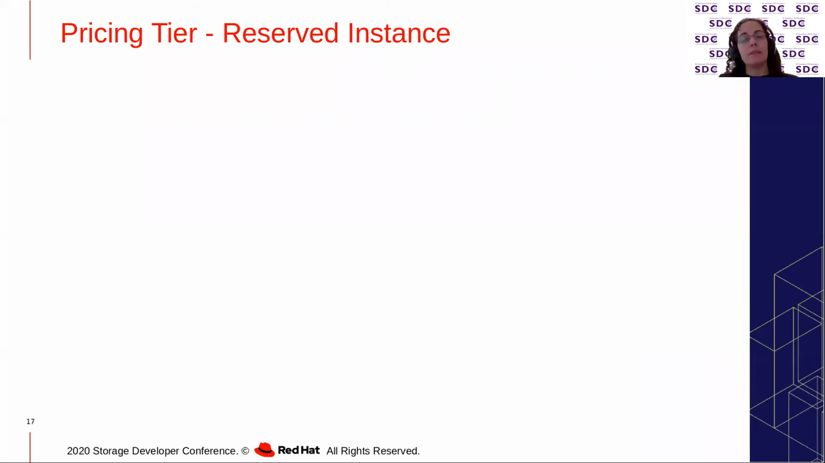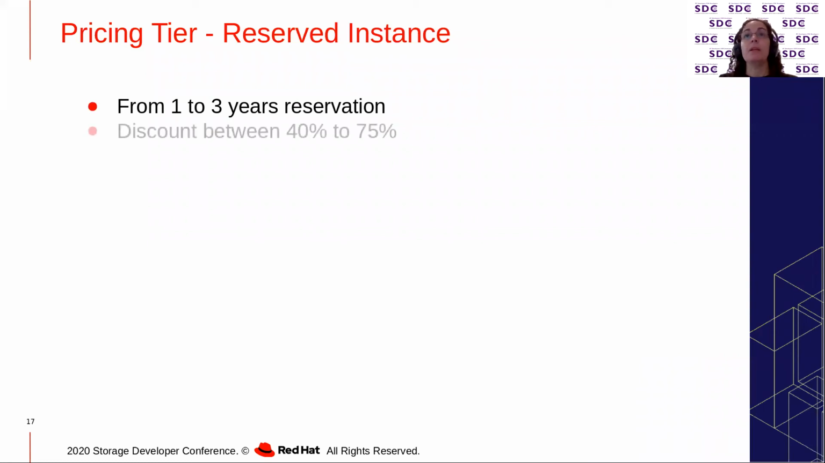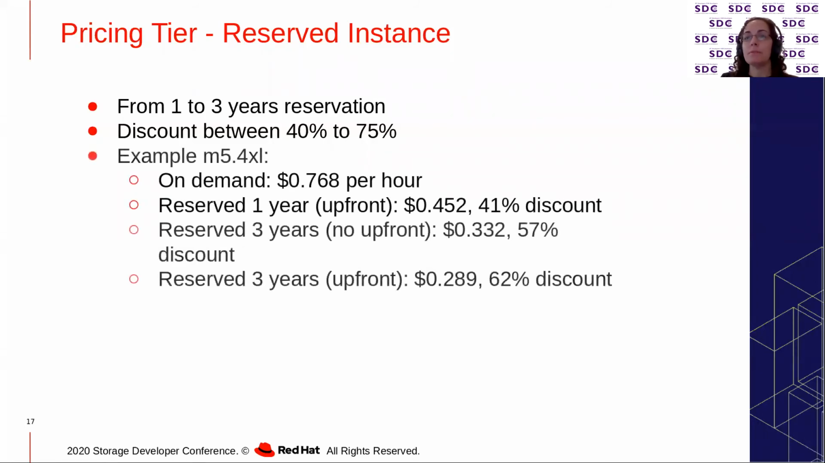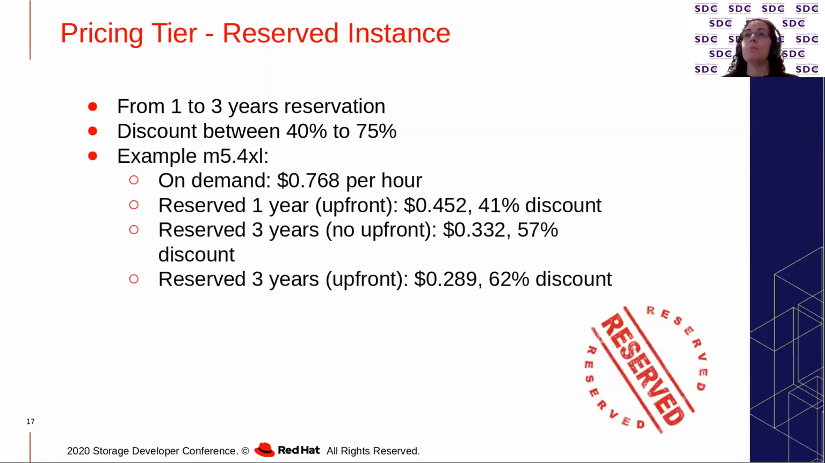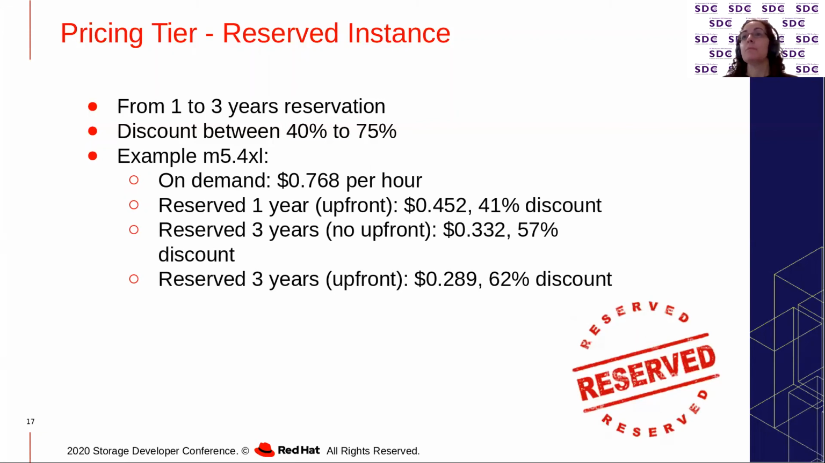The next tier is the reserved instance. It's an instance you reserve for 1 to 3 years. And again, you can provide upfront payments. A longer term means a higher discount, and a bigger upfront payment is another addition to the discount. Let's look at the M5 xlarge. On demand, you pay 75 cents per hour.